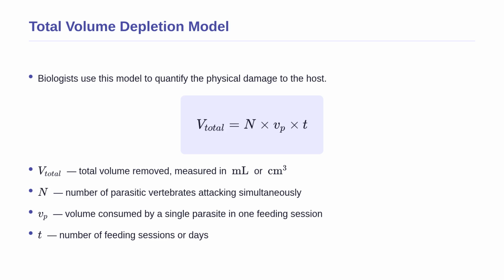To truly understand the physical toll these creatures take, we must look at the mathematics of parasitism. Biologists use the blood and tissue depletion model to quantify the damage. Here is the first part of that model, which calculates the total volume of tissue or blood removed. The formula is V_total = N × V_P × T. Let us break down the symbols. V_total is the total volume removed, measured in milliliters or cubic centimeters. N is the number of parasites attacking at once. The variable V_P is the volume consumed by a single parasite in one feeding session. Finally, T is the number of feeding days. Physically, if the number of parasites increases, the total volume lost increases proportionally, putting the host at greater risk.